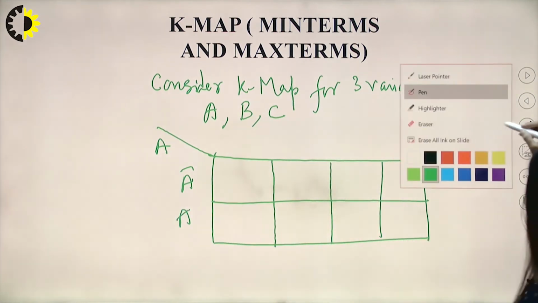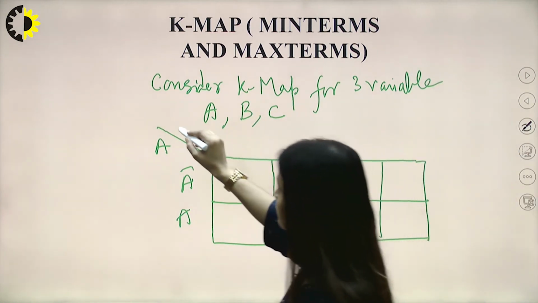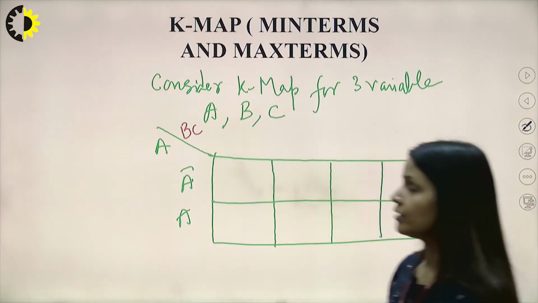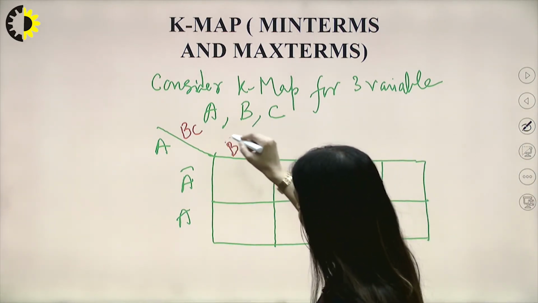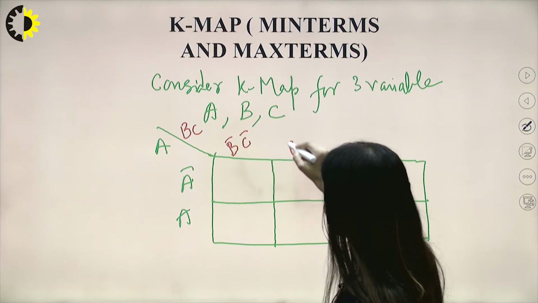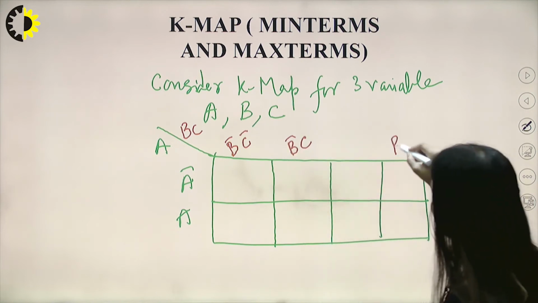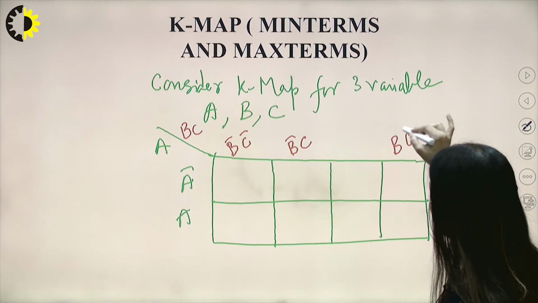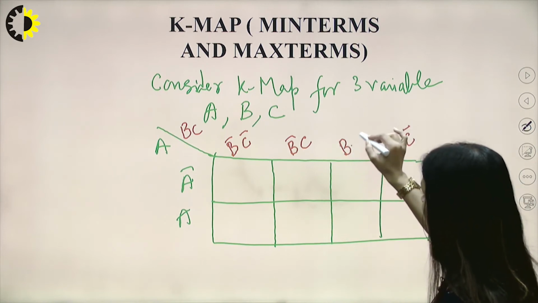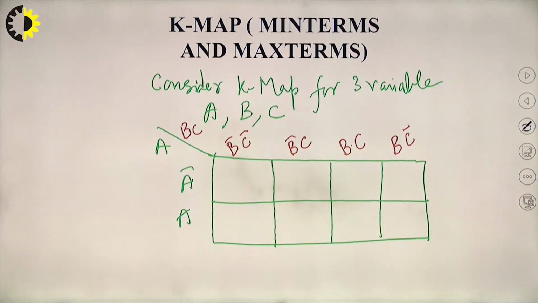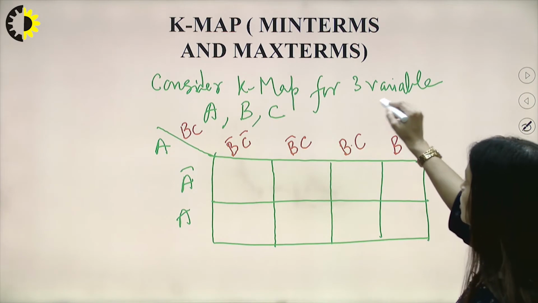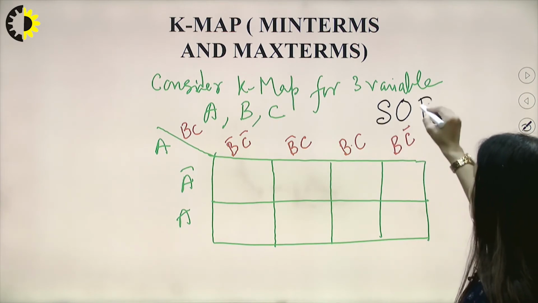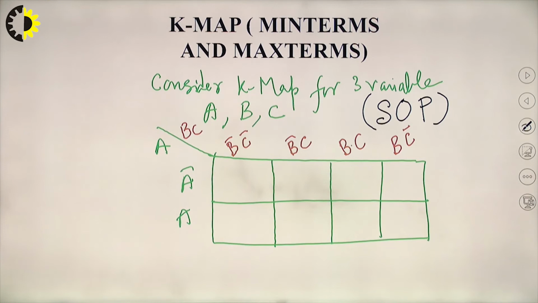Okay, the other two BC I will adjust here. So here I will be writing B bar C bar, B bar C, and B C bar and B C. Please note that this is for SOP form. Okay, this is for SOP form, right?